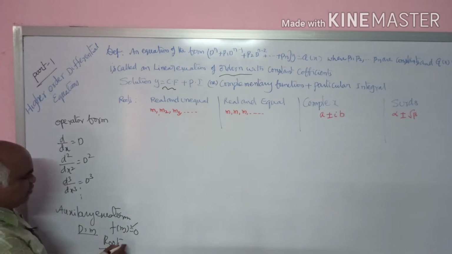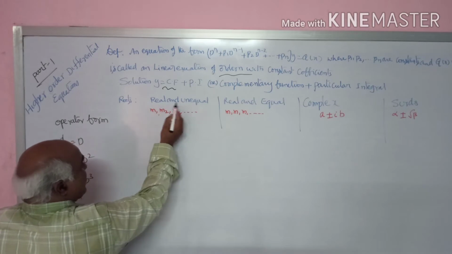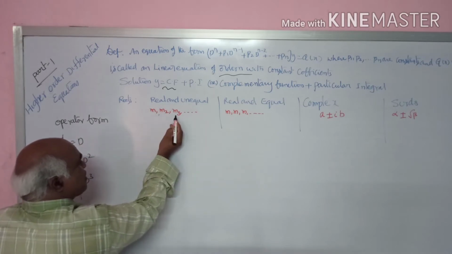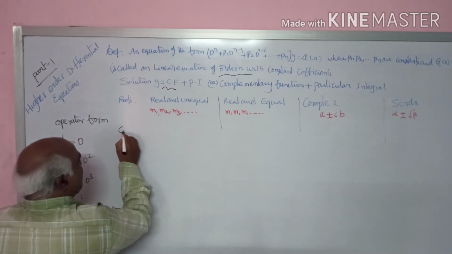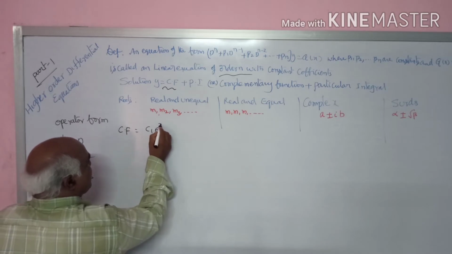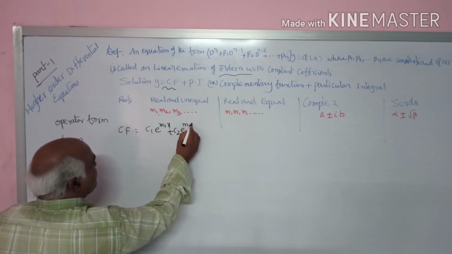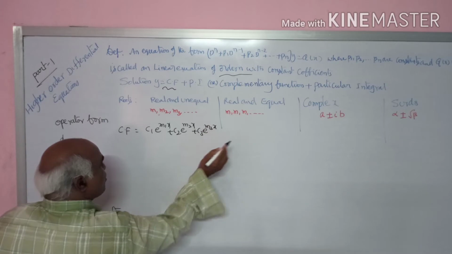After finding the roots, the first type is roots that are real and unequal. Real and unequal means the roots m1, m2, m3, and so on are all unequal. Then the complementary function is c1 e to the power of m1x plus c2 e to the power of m2x plus c3 e to the power of m3x, and so on.